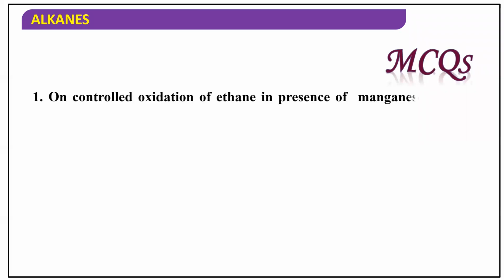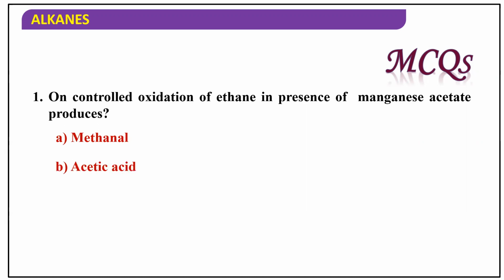So the first one: on controlled oxidation of ethane in the presence of manganese acetate, what do we get? Option A, methanol. Option B, acetic acid. Option C, methanol. Or option D, carbon black. On controlled oxidation of ethane in the presence of manganese acetate, what do we get? We get acetic acid. Pretty straightforward if you would have understood that reaction.